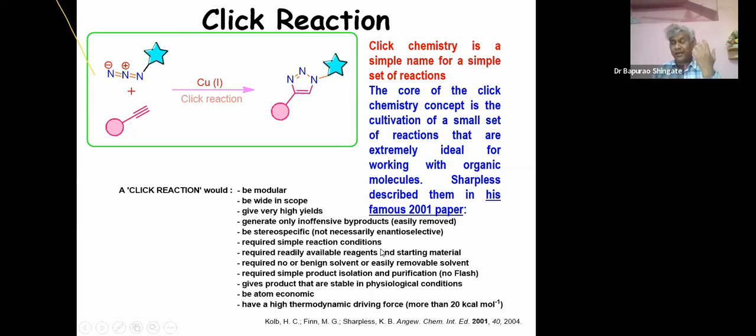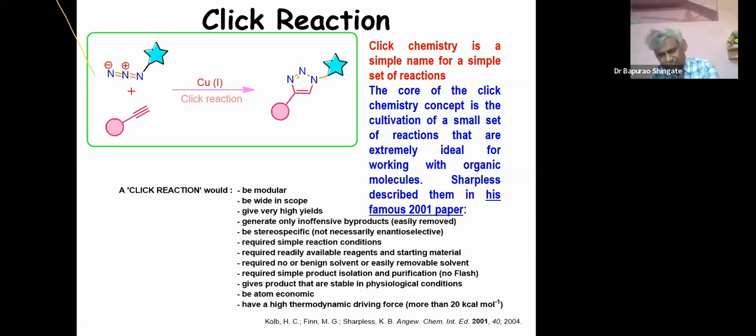It requires simple reaction conditions, and you will see later on how this reaction works very well, and requires readily available reagents and starting materials. It requires no solvent or benign, easily removable solvents like tertiary butanol-water itself, or polyethylene glycol, or a THF-water solvent system. This type of solvent system can be used and removed easily. It requires simple product isolation and purification. No column chromatography, no flash column chromatography is required, and it uses products that are stable in physiological conditions, and it is 100% atom economy.